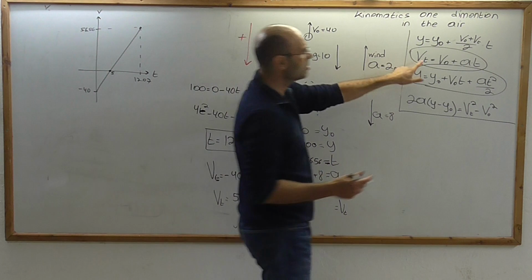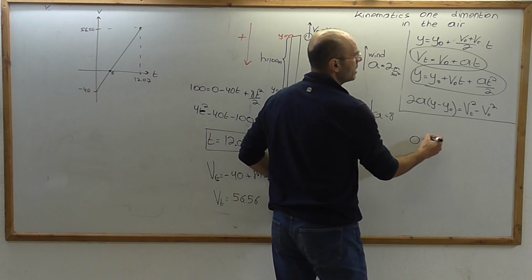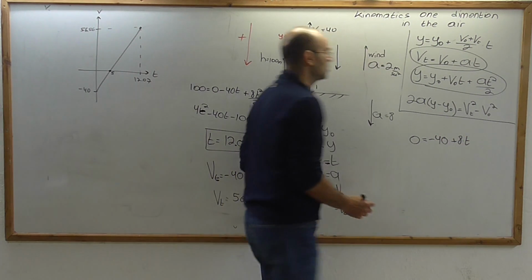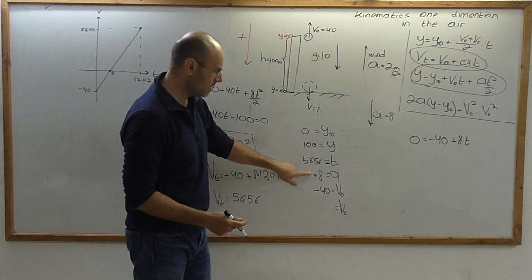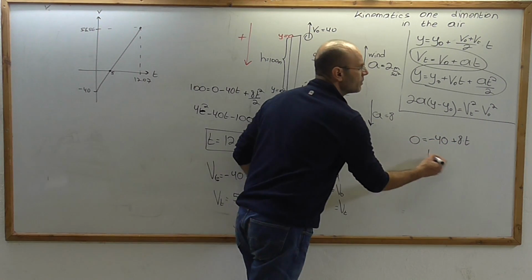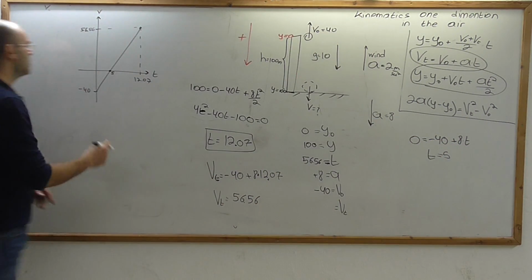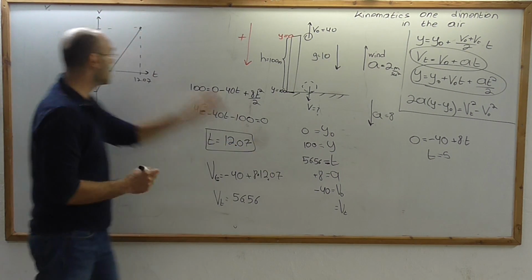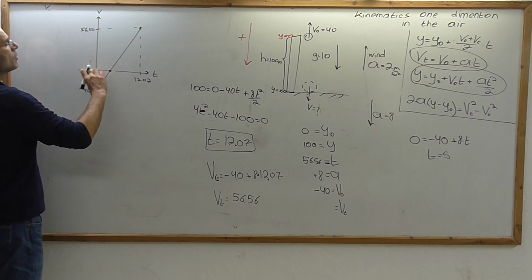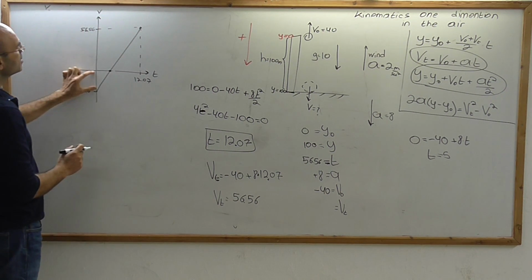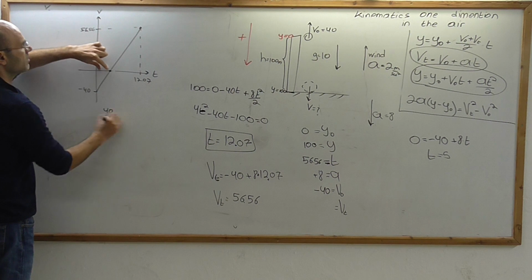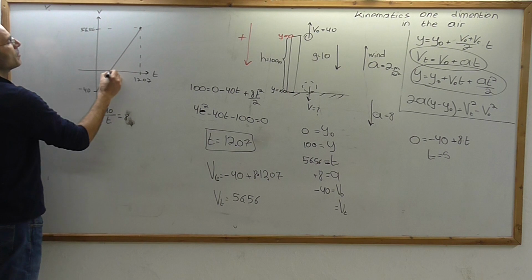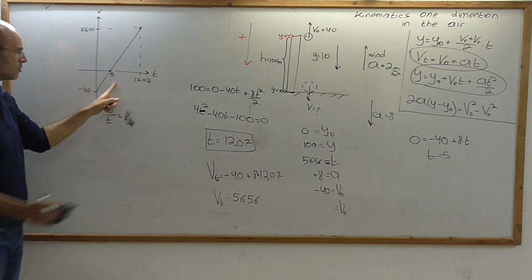Another way, just put 0 here. You will get 0 equals minus 40 plus 8 multiplied by the time, and you'll get time equal to 5. And another way, you know that the slope must be the acceleration, which is plus 8. It goes up, plus 8. So if it's t, 40 divided by t must be 8. So t must be 5. So these are 3 ways to find this point.